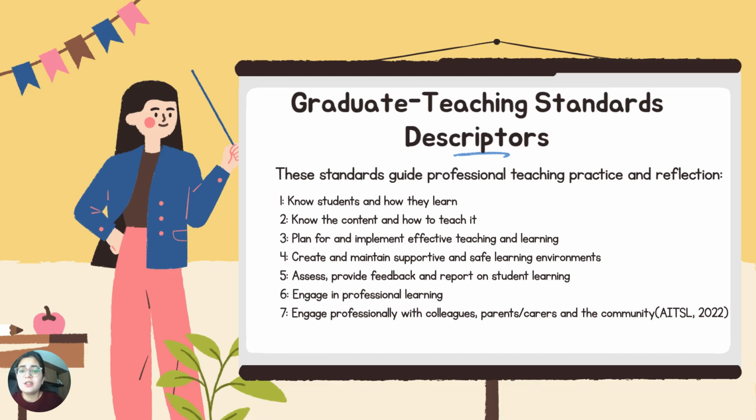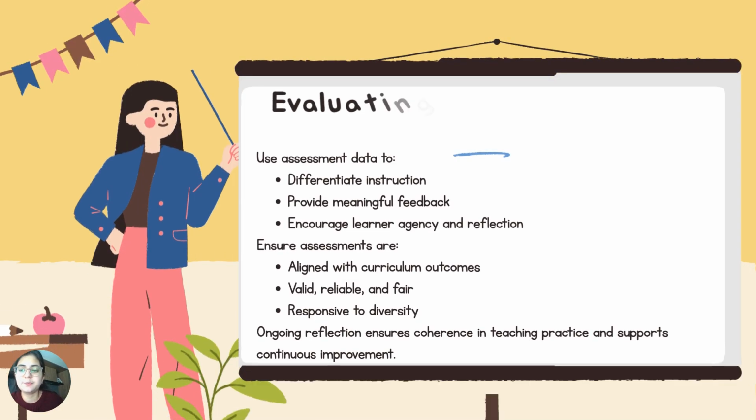So, the graduate teaching standard descriptors, according to the Australian Professional Standards for Teachers from AITSL, provide a professional framework. All seven standards are interconnected, but Standard 5, which is assess, provide feedback and report on student learning, is central to today's discussion. These standards support us in being intentional, ethical and reflective practitioners. They help us build our identity as educators.